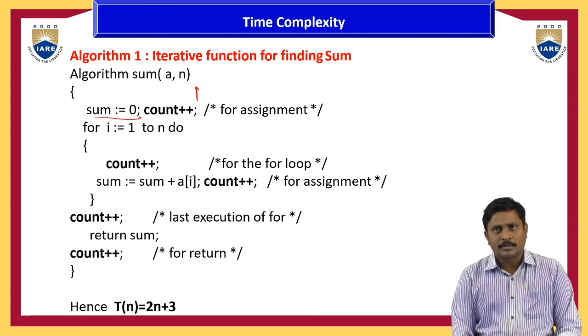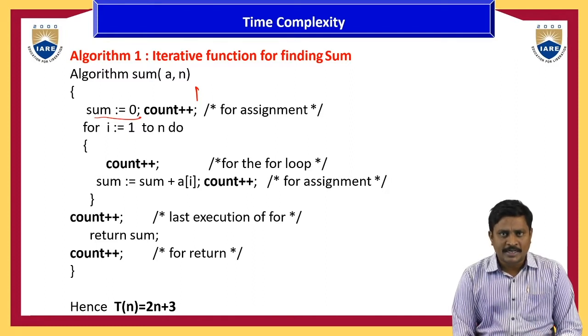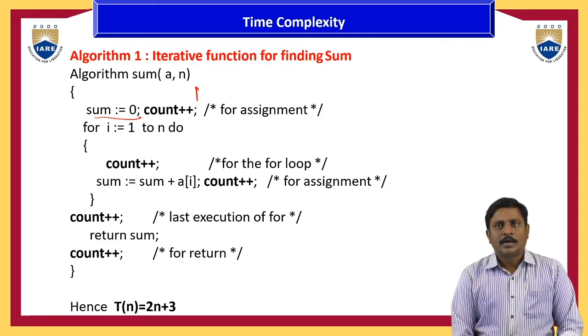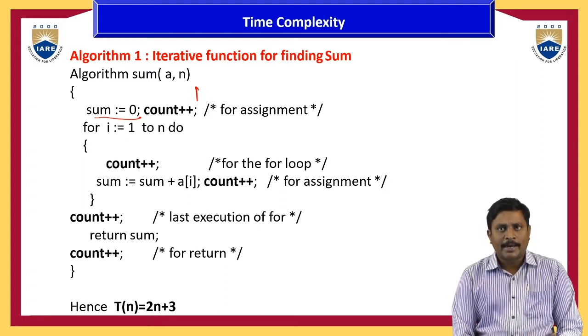Now for i equal to 1 to n, count plus plus. Previously the count value is 1. This for loop is a simple statement, and it repeats n times for the statement below it. So totally it repeats n plus 1 times. 1 plus n plus 1, that is n plus 2 now.